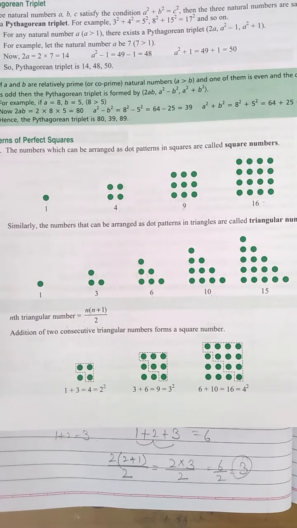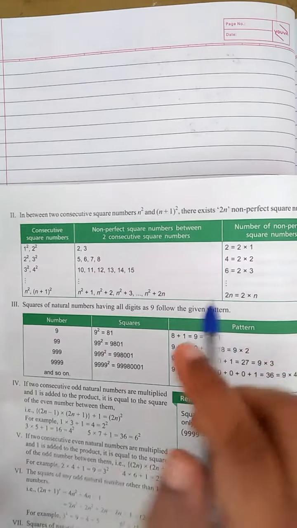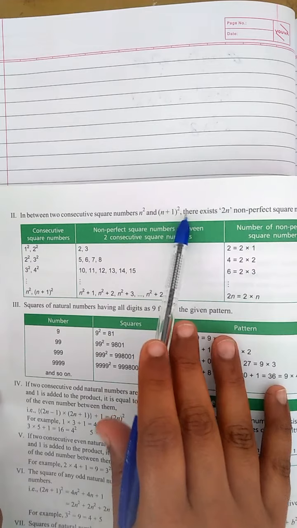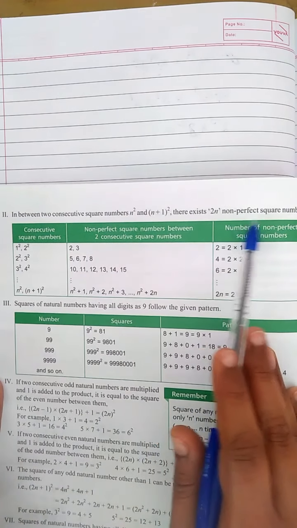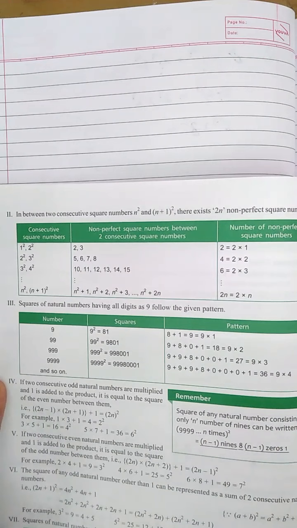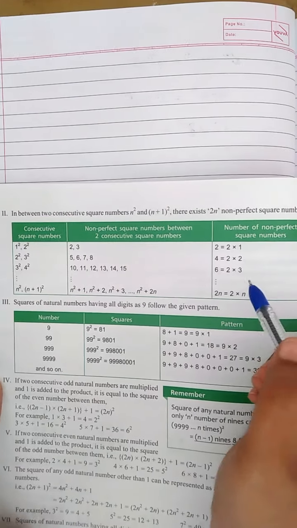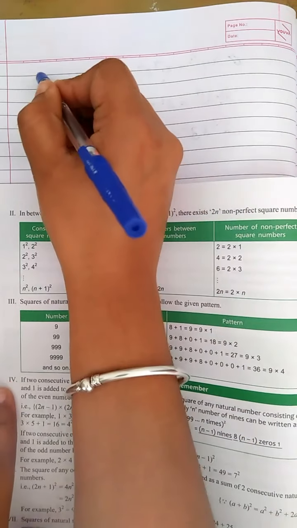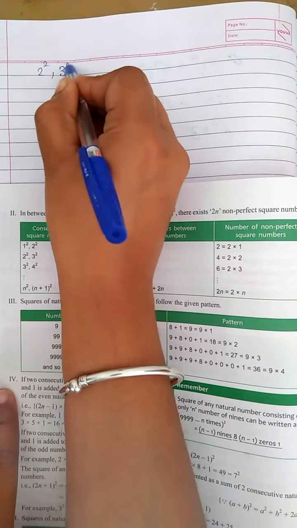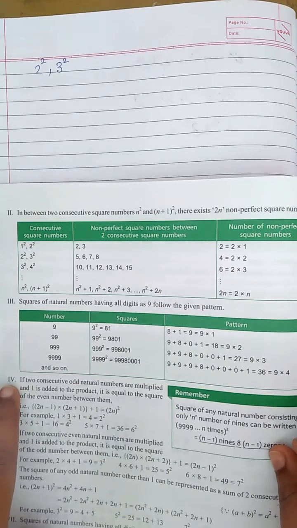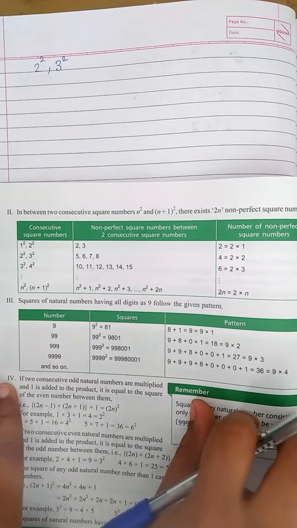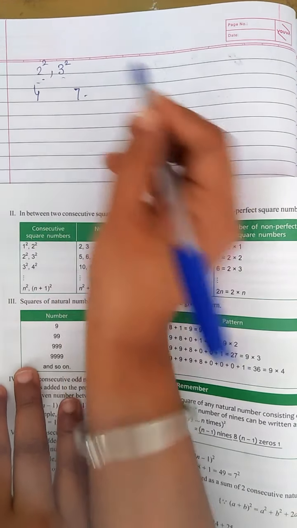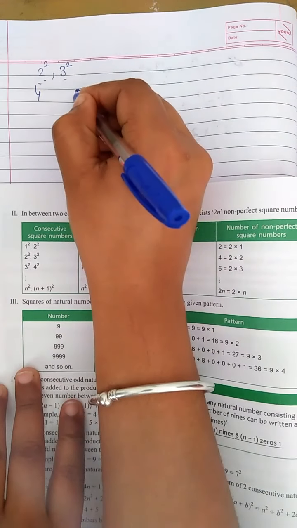Next is, in between two consecutive square numbers n square and n plus 1 whole square, there exist 2n non-perfect square numbers. What it means? Means कि अगर हमारे पास कोई भी दो consecutive square numbers हैं, for example 2 and 3, ठीक है, ये दोनों क्या है, consecutive square numbers हैं. ठीक है. So when we find the square of these numbers, answer is 4 and 9, sorry.